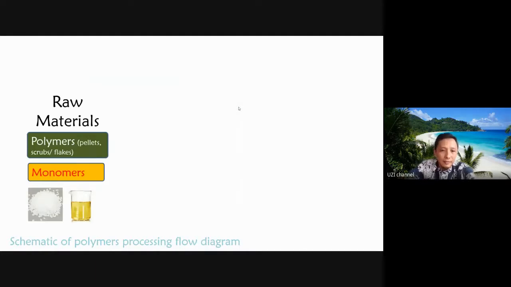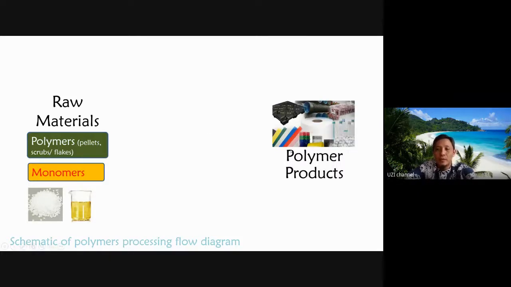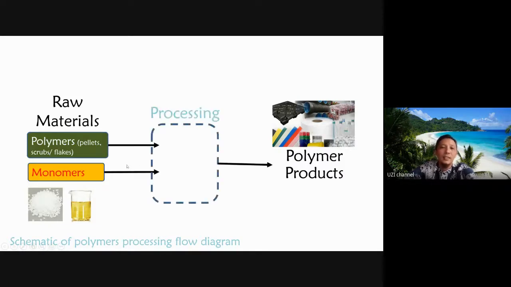Okay, this is a schematic of a polymer processing flow diagram. The raw materials can be polymers in the form of pellets, scrap, flakes, and so on, or they can be monomers, used in a process to make a product involving polymerization within the process. So we have the polymer products here. We have the line of processing for raw material that is already a polymer, and the monomer line, with processing including in situ polymerization.